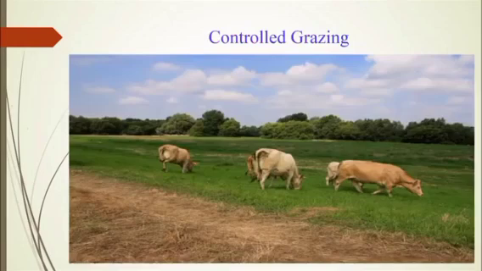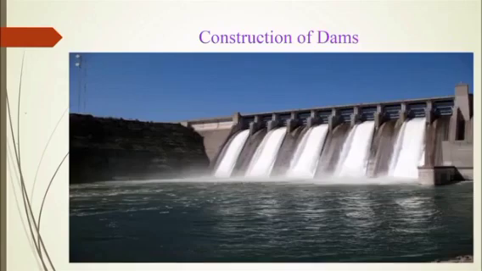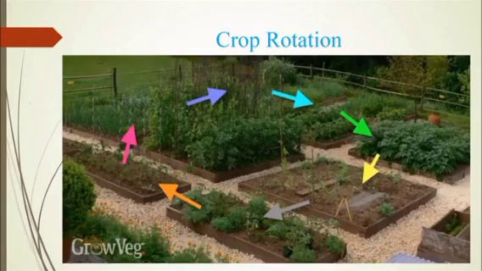Controlled grazing. So what is meant by controlled grazing? It includes any system in which the producer controls the grazing pattern of the cattle. Here we can see the picture of controlled grazing. Construction of dams. Here we can see the picture of dam. Crop rotation is the practice of planting different crops sequentially on the same plot of land to improve soil health, optimize nutrition in the soil. Here we can see the picture of crop rotation.